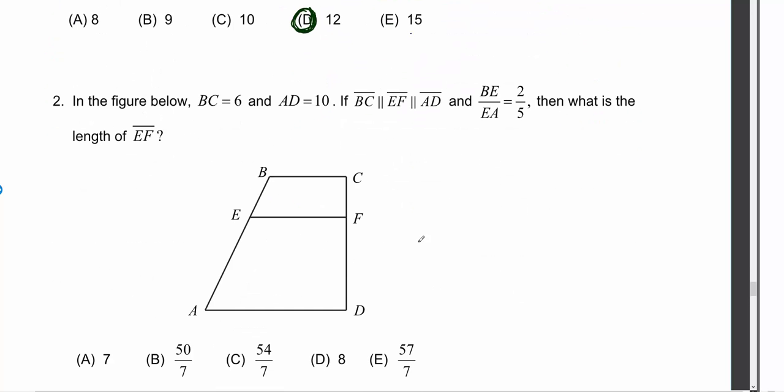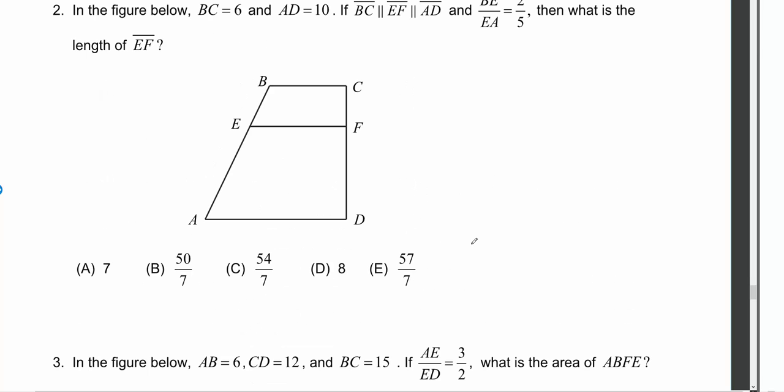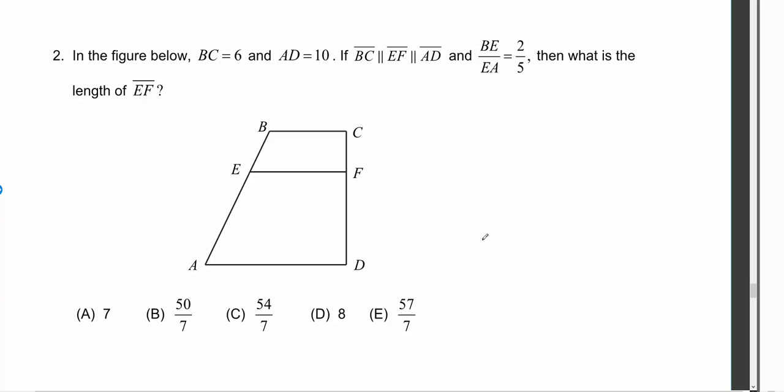Now try number 2. This one is an AMC question. BC is 6. AD is 10. They're all parallel, right? BE over EF is 2 over 5. That's the ratio, right? What is the length of EF? This is very simple. Just apply the formula.